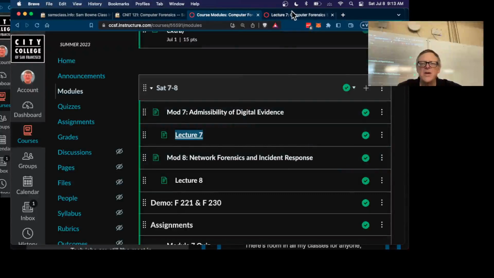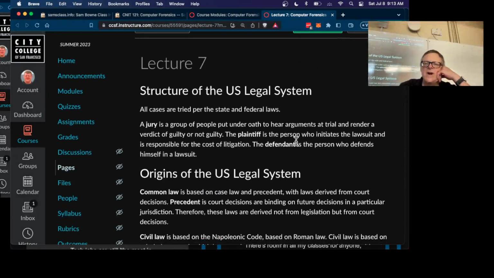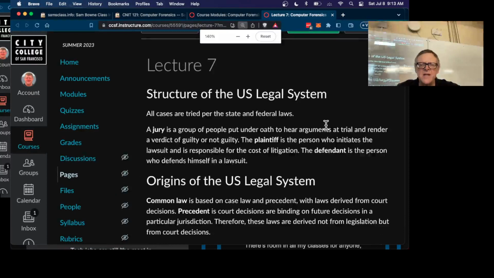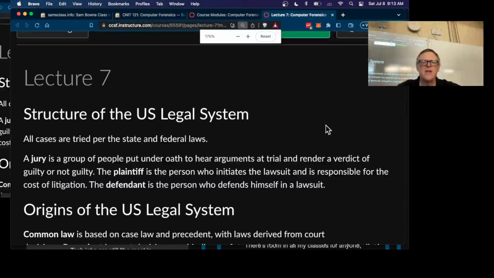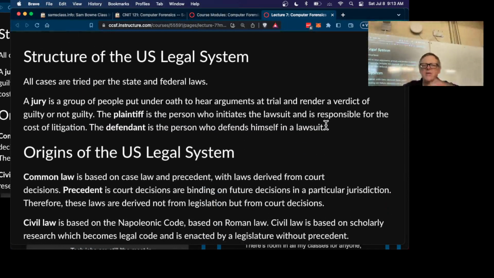All right, so here we are with Module 7 talking about the legal system. And I thought there'd be a point when it finally got rid of the stupid sidebar.